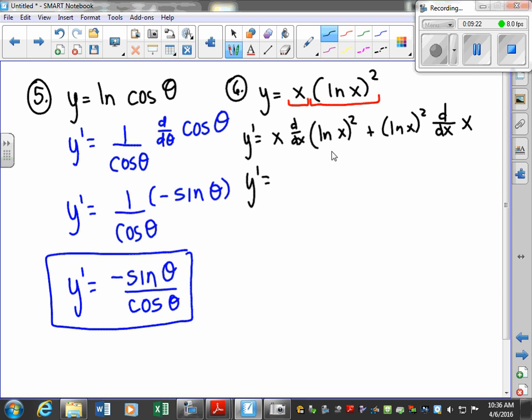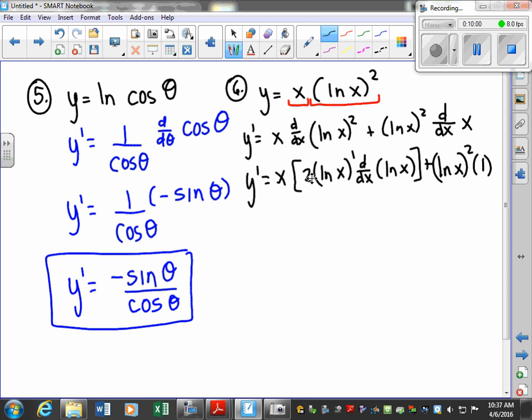So I'll just carry down my x. Now here, what is the derivative of this term right here? We're going to use the chain rule, so we'll have 2 natural log of x to the what power? To the first power times the derivative of the inside function, right? So plus, now over here, I'm just going to bring that down. Natural log of x squared, and then what's the derivative of x? Just 1.